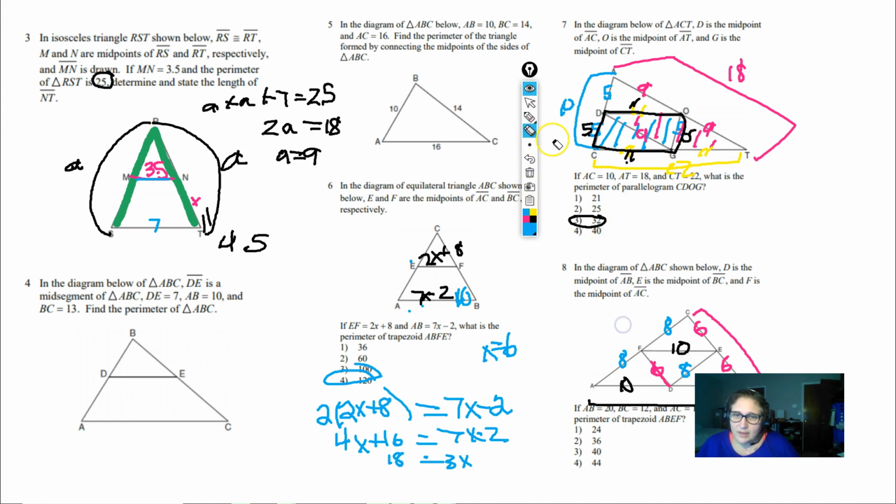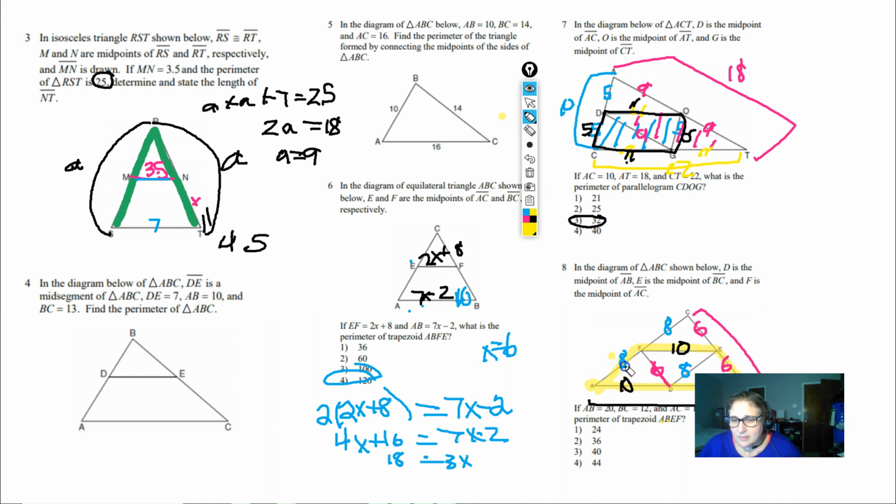So then we can answer the question. The question says, what's the perimeter of ABEF? So I'm going to go here, and I've got here's A, wrong thing, A, B, E, and F. So all those things I'm going to be adding up.